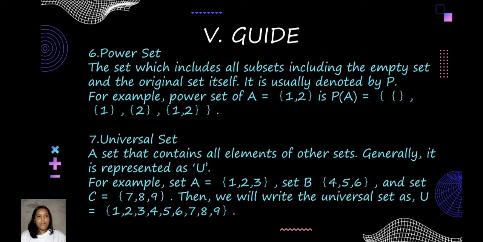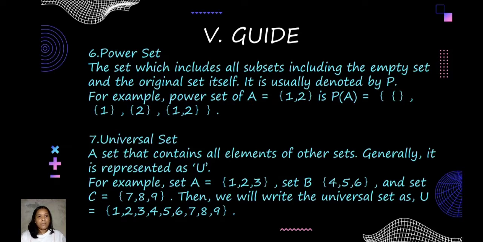6. Power set. The set which includes all subsets, including the empty set and the original set itself. It is usually denoted by P. Power set is a type of set whose cardinality depends on the number of subsets formed for a given set.